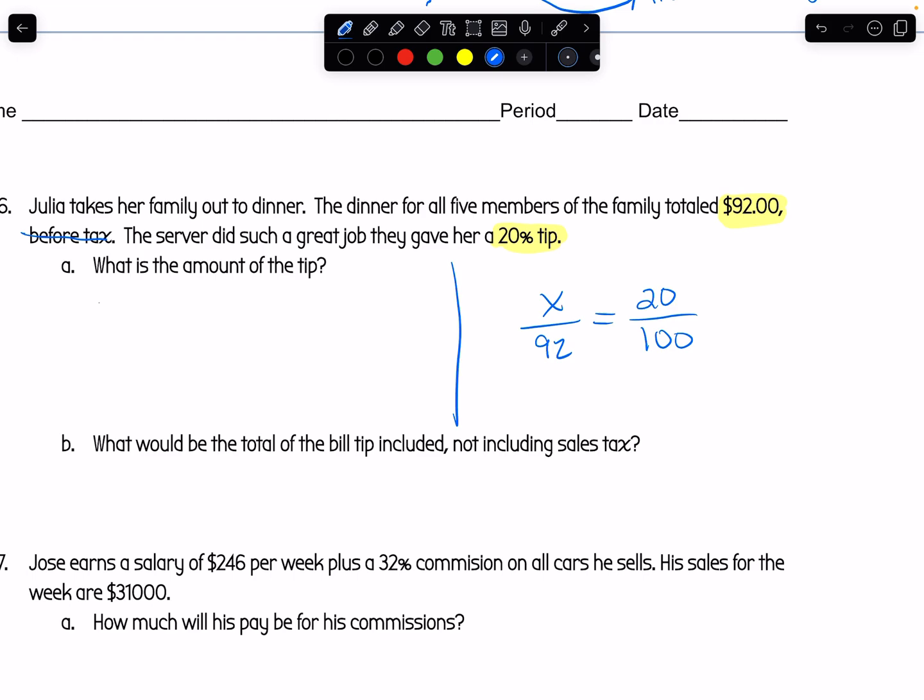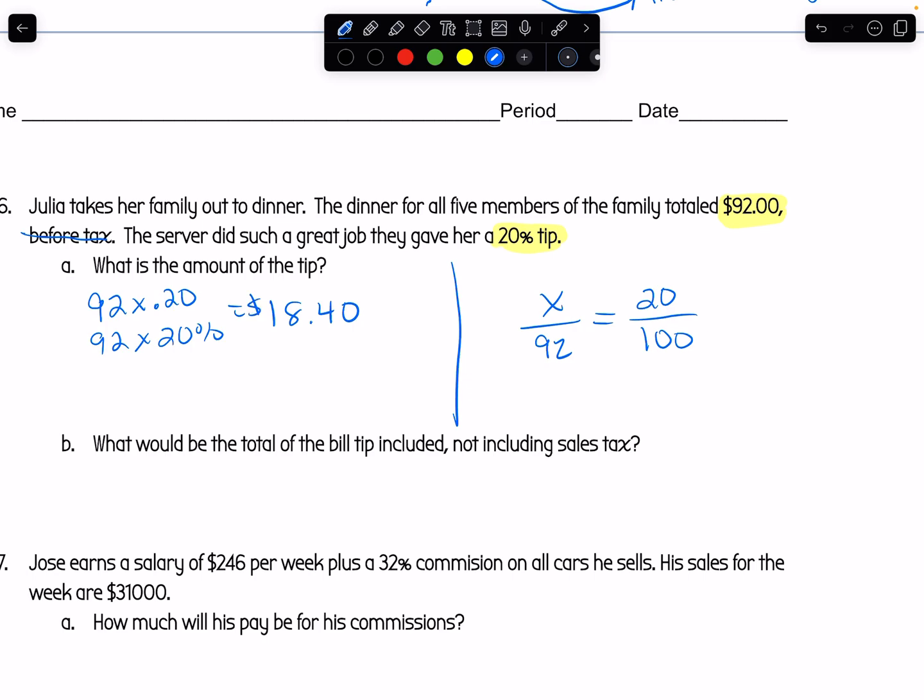If I want to use just my calculator, 92 times 0.20, or 92 times 20%. Let's see, 92 times 20, I believe it's 184, or 18.4. Let's see, 92 times 20%, I was right. 18.4, and you must have that 0 because it is money.